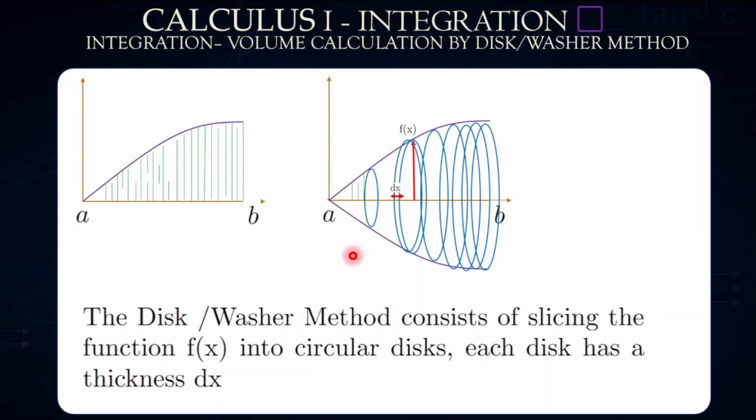So the formula for that would be just like the area is pi r squared. Here, instead of r, you have the function f(x) squared, and of course multiplied by dx, which is the thickness of that disk. So the disk method consists of slicing the function f(x) into circular disks. Each disk has a thickness dx and a radius f(x).